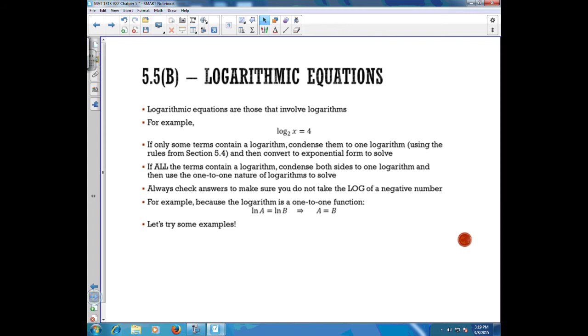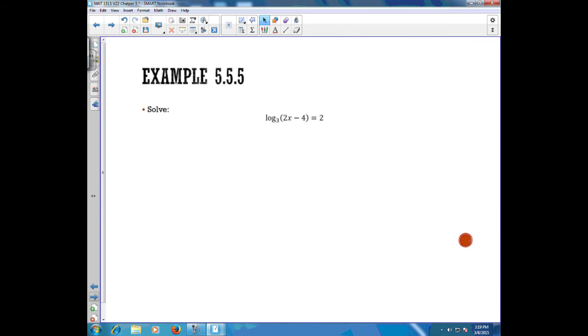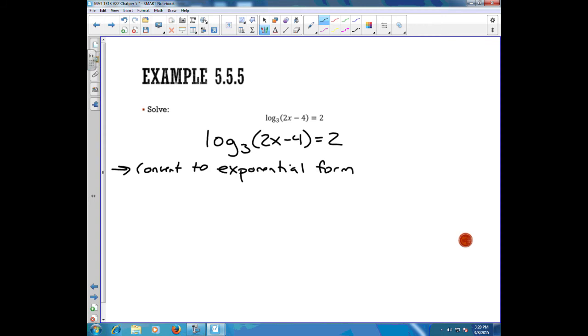So let's start with a simpler example first. Log base 3 of 2x minus 4 equals 2. So in this case, we've got the logarithm condensed on one side of the equation. Right? Notice they're not on both sides. And so the thing we want to do is convert to exponential form, just like we did in section 5.3.